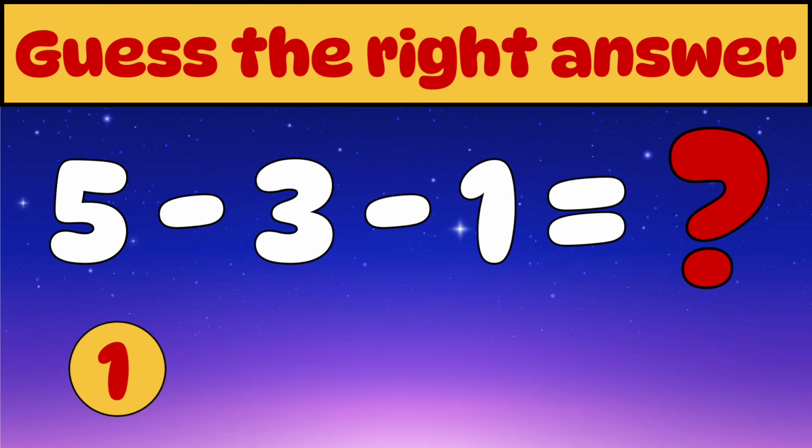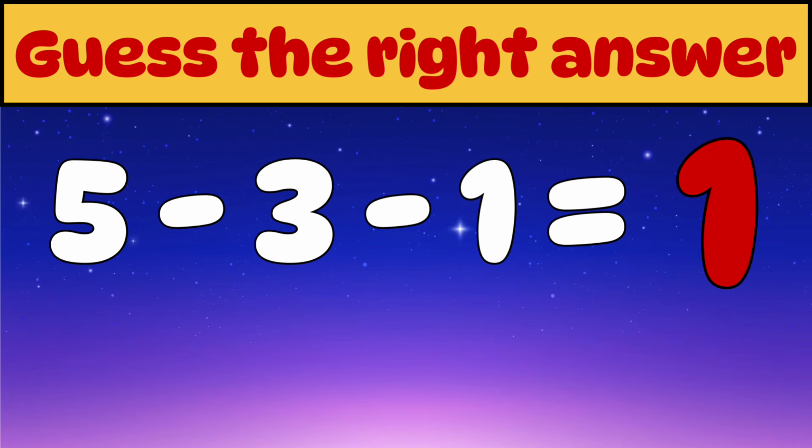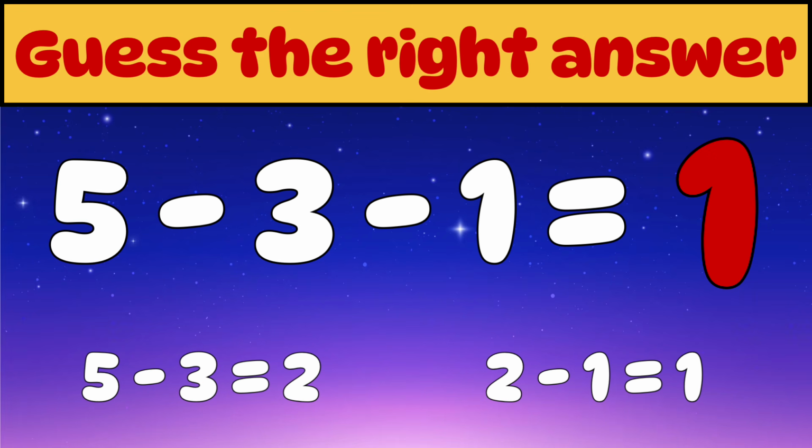The correct answer is 1. Let's solve it step by step. 5 minus 3 equals 2, 2 minus 1 equals 1. Great job if you guessed the right answer.